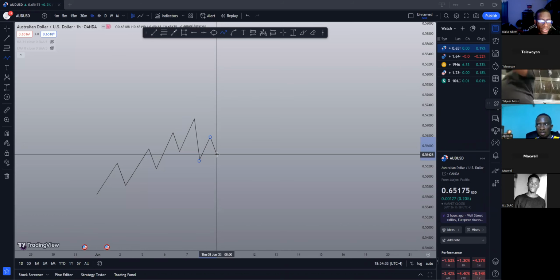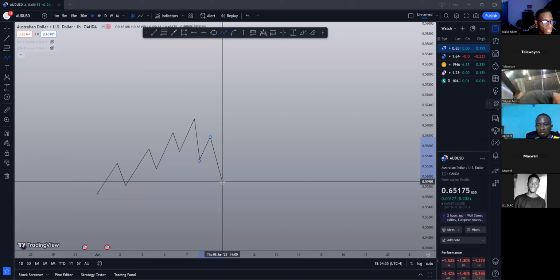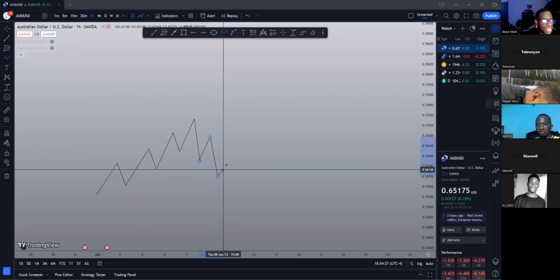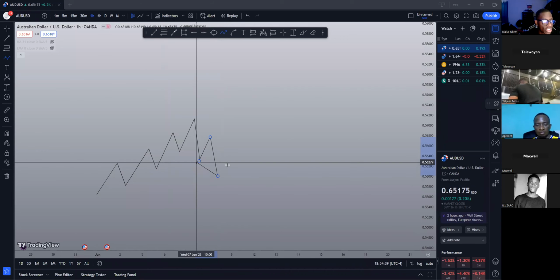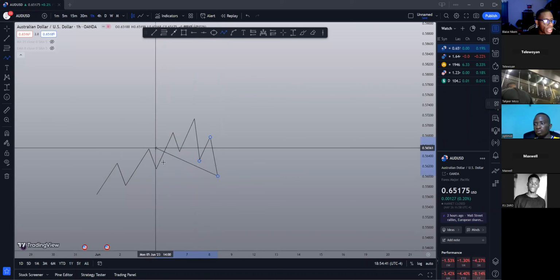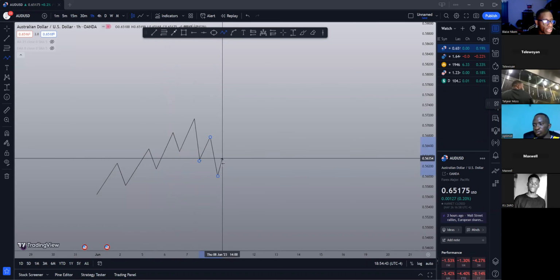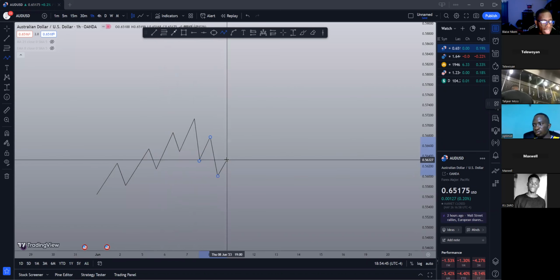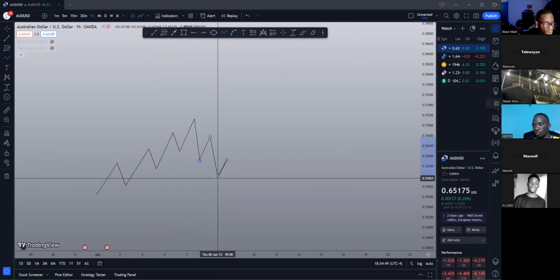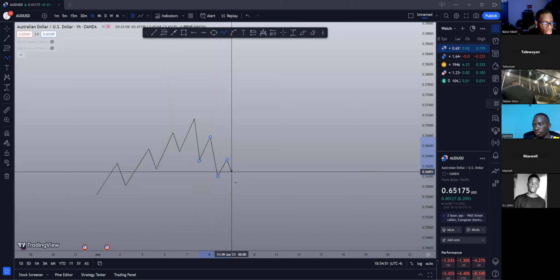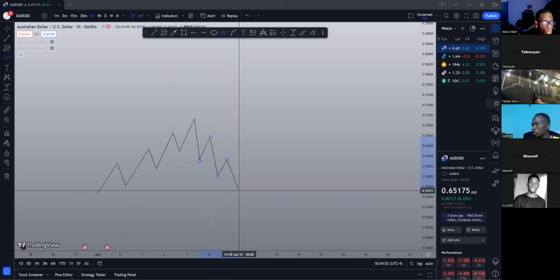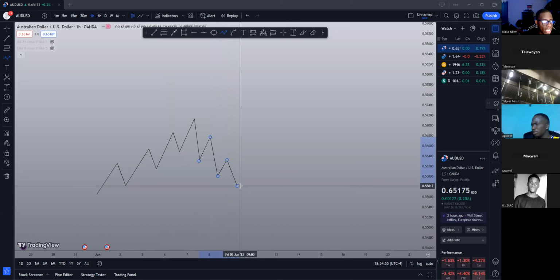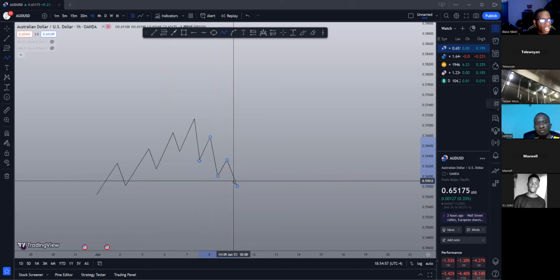A lower low. Beautiful. So the market gives us now a lower low. So this market has in turn switched from an uptrend to a downtrend. So the market moves again and pulls back and gives us another lower high. Then we're expecting again another lower low. And then after this lower low, what is the next thing you're expecting?